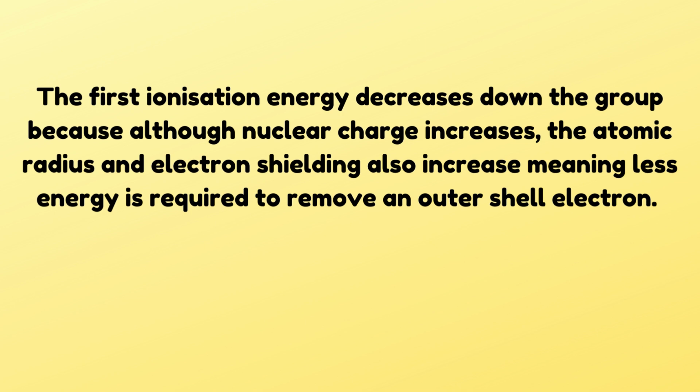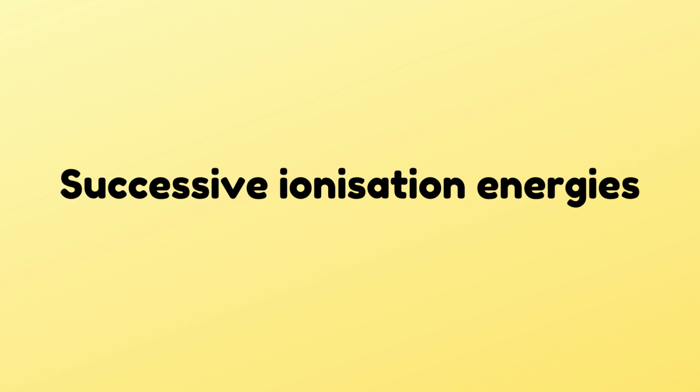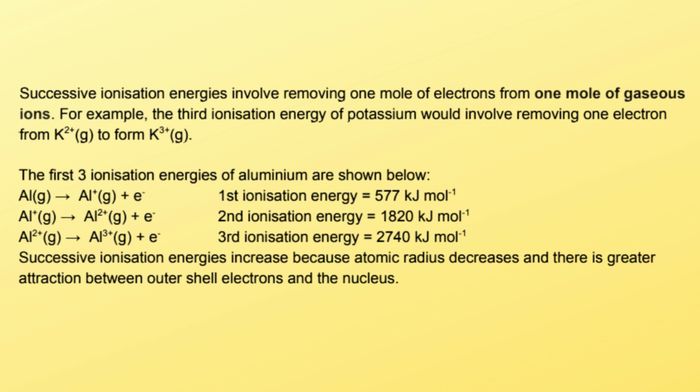And what do we mean by successive ionization energies? Successive ionization energies involve removing 1 mole of electrons from 1 mole of gaseous ions. If you remove from 1 mole of gaseous atoms, it's called first ionization energy. If you remove from the gaseous ion, then the next ionization energies are called successive ionization energies. For example, the third ionization energy of potassium would involve removing 1 electron from K2+ to form K3+. You can see the example given here in detail.